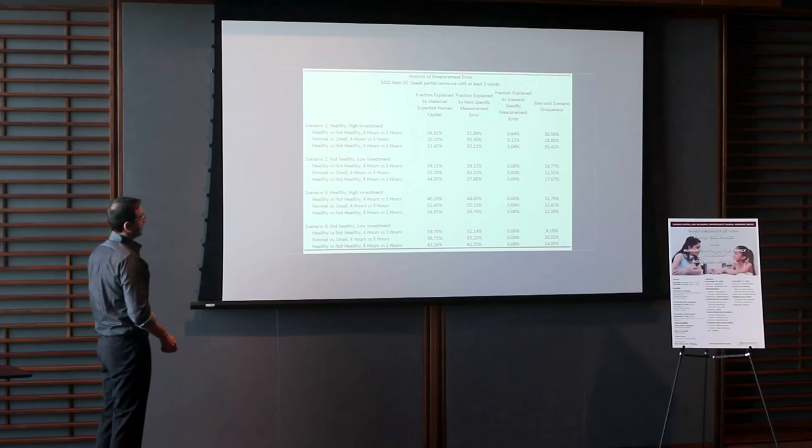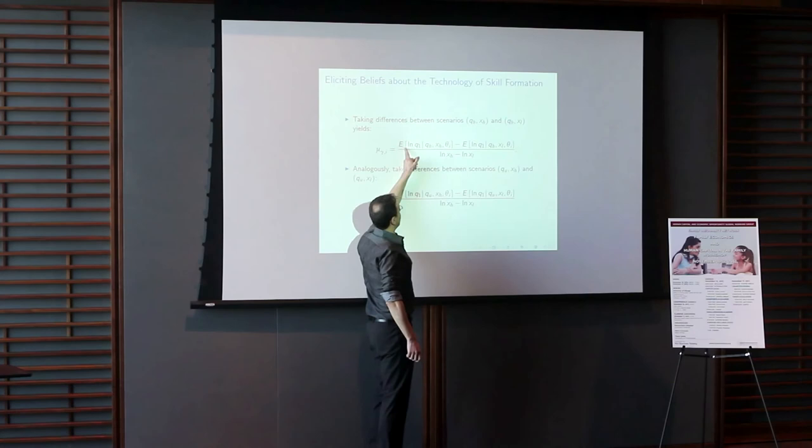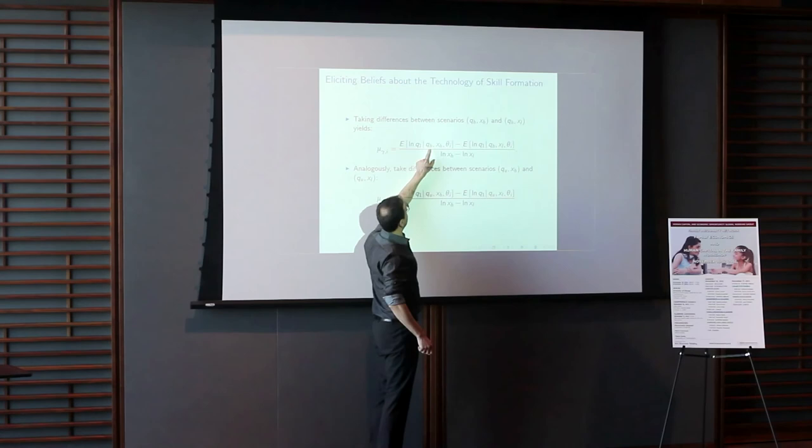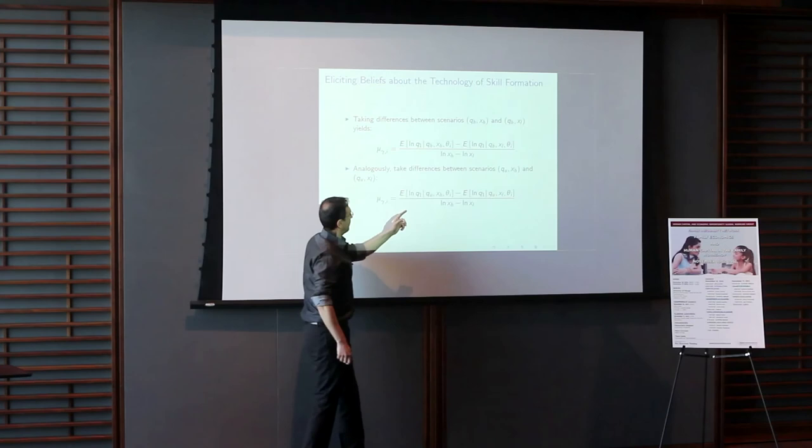So why am I saying that? Because now I'm going to estimate mu gamma by looking at, for example, health differences in the healthy scenarios. I look at what she believes child development is going to be if the child is healthy and investment is high, versus the child is healthy and investment is low. Or if the child is unhealthy and investment is high, versus the child is unhealthy and investment is low. So you can do that.